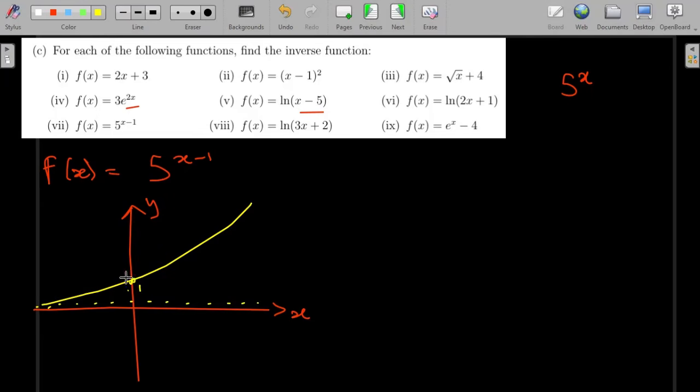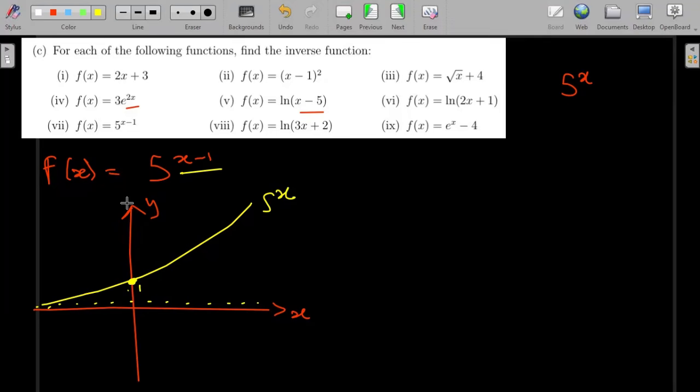Now I have 5 to the power x minus 1. So how do I sketch that one? Look closely at what we are going to do. This x minus 1 will just change the y-intercept. For 5 to the power x, it passes at 0, 1. But if it's 5 to the power x minus 1, then this intercept will change.